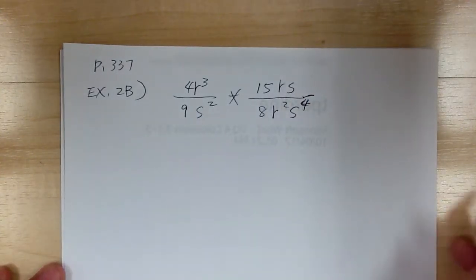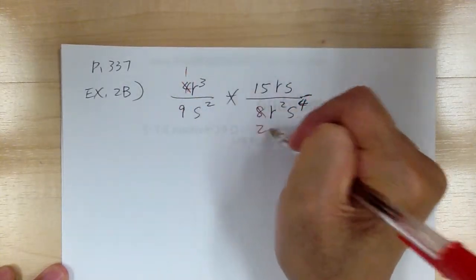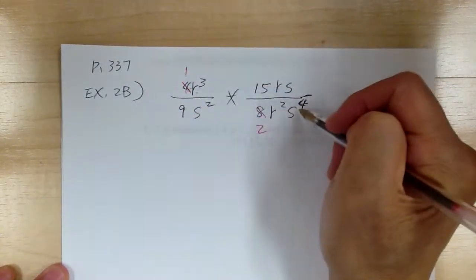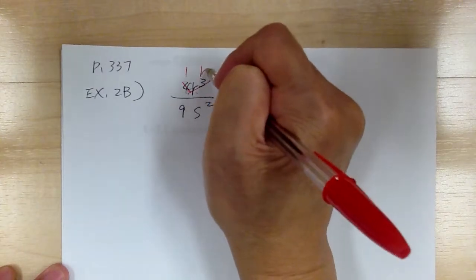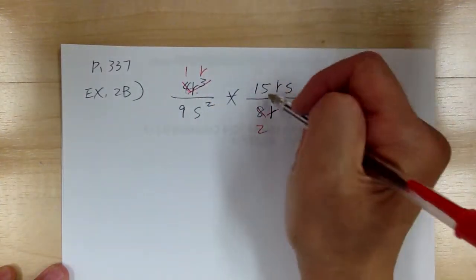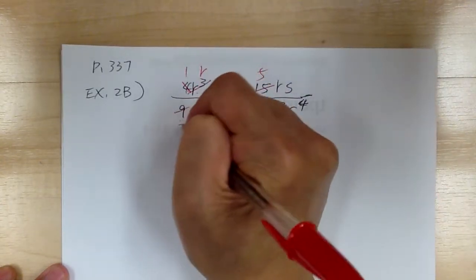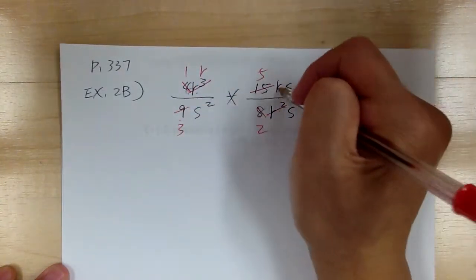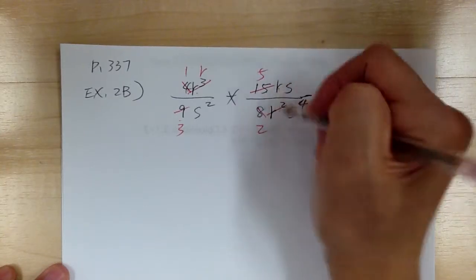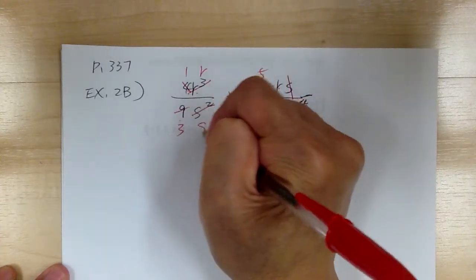Okay, so now you're canceling, right? You can just go down the list. 4 and 8, you can cancel. Okay, r to the 3, you got r squared, so you're going to get 1r left over, and this one, you don't want to write anything after that. 15 and 9, you can reduce by 3, so you get 5, and this gets 3 over here. Then you go down to r, okay, there's no more r to cancel out. Then you go to s, so this cancels with that.